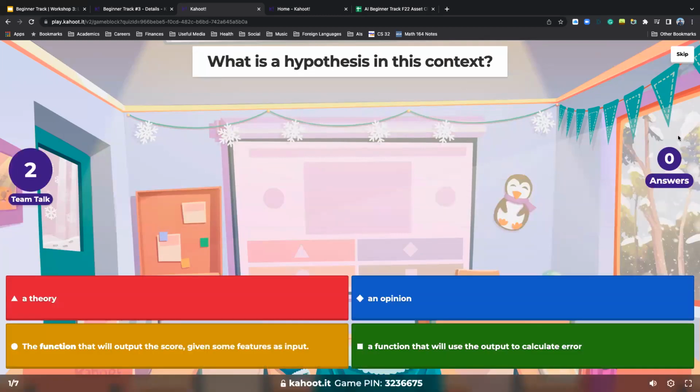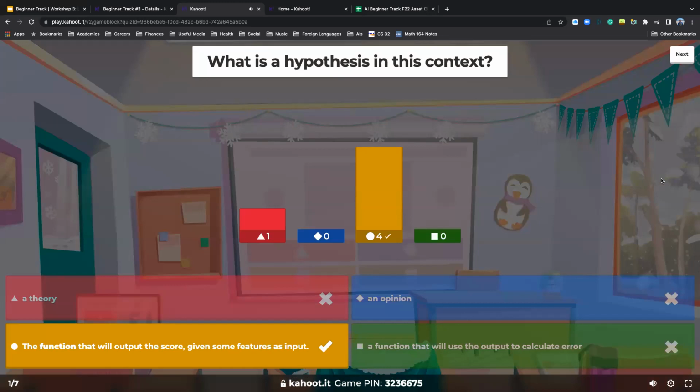Where's the music? Where is the music? Are the winners winning? That's the real question. Who are the winners? All right, a theory. Yeah, true, but context matters.